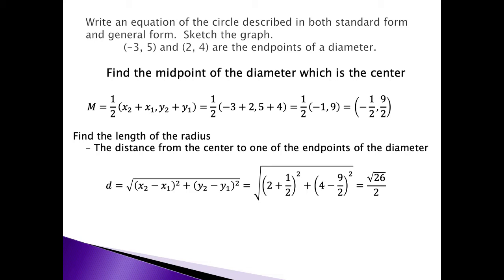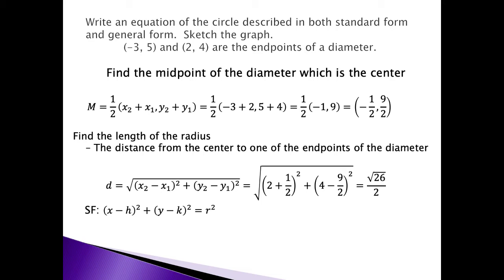So the distance is the square root of (x2 minus x1) squared plus (y2 minus y1) squared. So that's the square root of (2 plus 1/2) squared plus (4 minus 9/2) squared. And that simplifies to the square root of 26 over 2. That cannot be simplified.